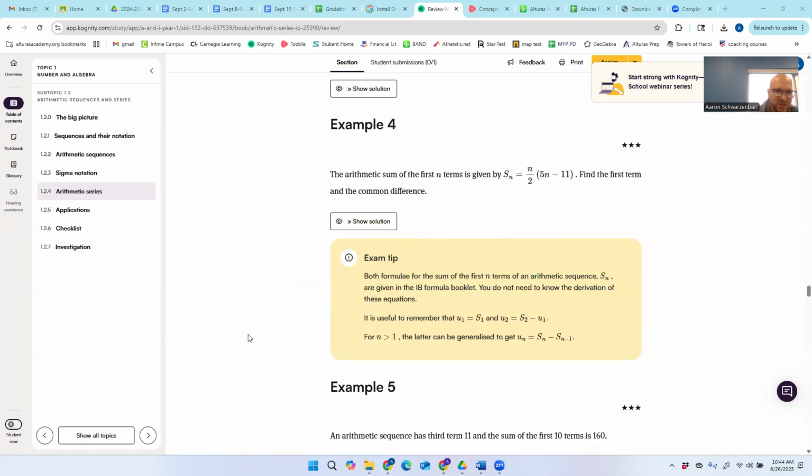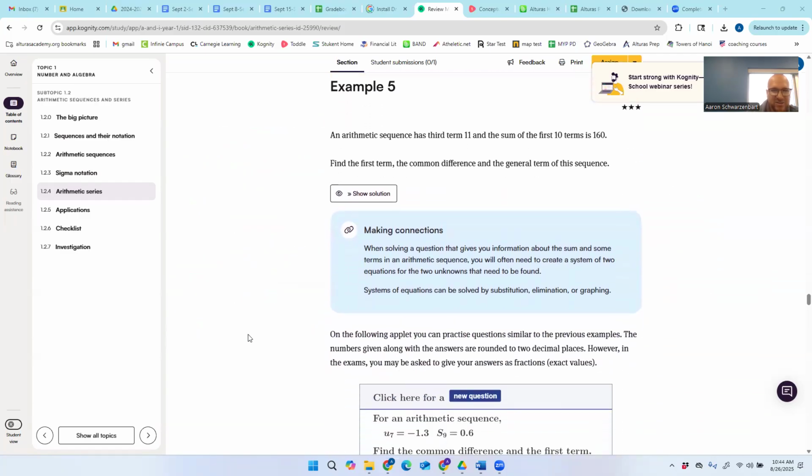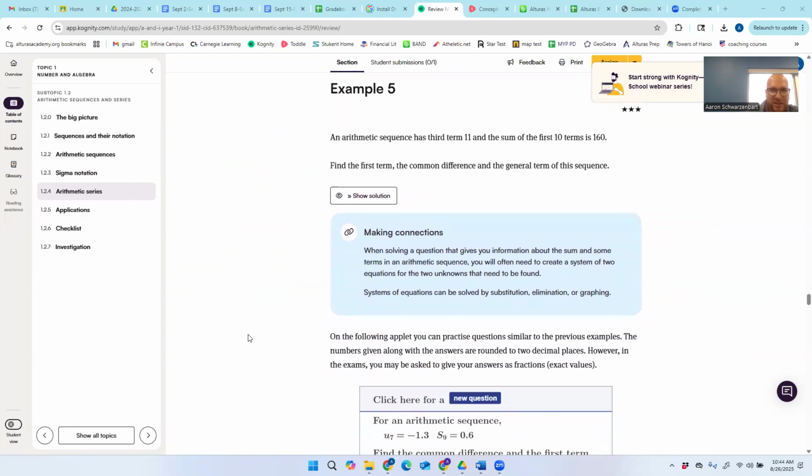So tricks like knowing things add together is very helpful. And now this one is going to get a little more complicated. An arithmetic sequence has a third term of 11, and the sum of the first 10 terms is 160. So find the first term, the common difference, and the general term of the sequence.